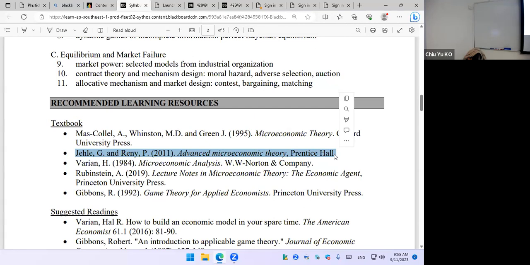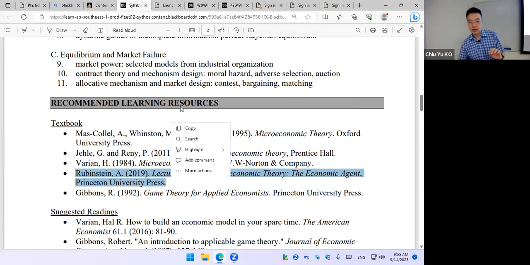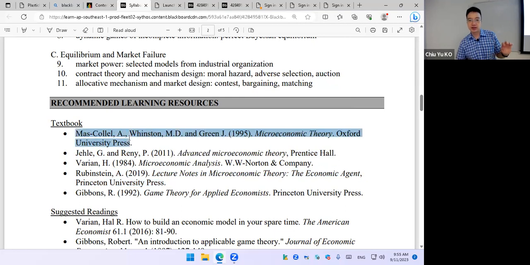Sometimes this textbook is good, but sometimes it's not. If you have some further thinking that there's some fundamental thing you want to go a little bit deeper into, I recommend the Rubinstein book because it gives you the alternate view, as I said. If you think this book is not very clear, then use that one. And the last one is the classic standard, okay? If you go anywhere in the US, most likely this is the book that you're using.